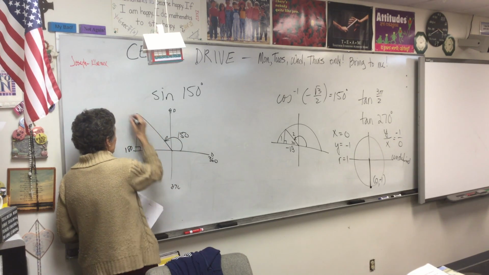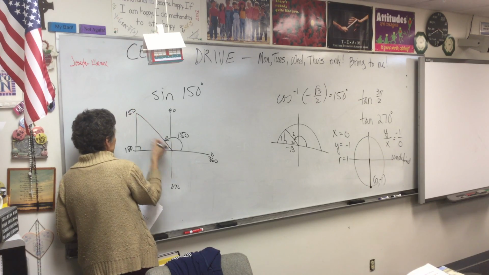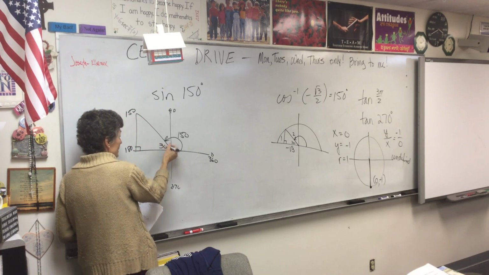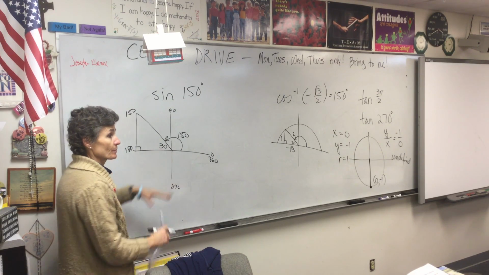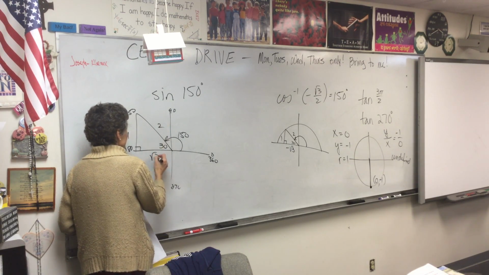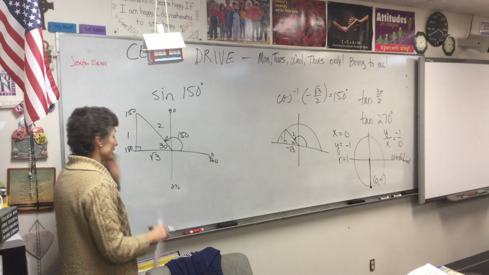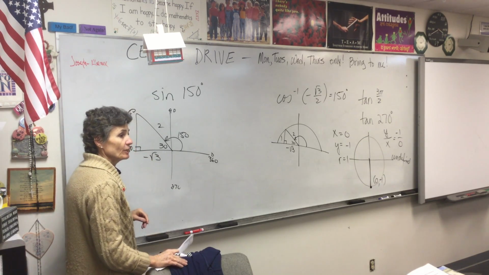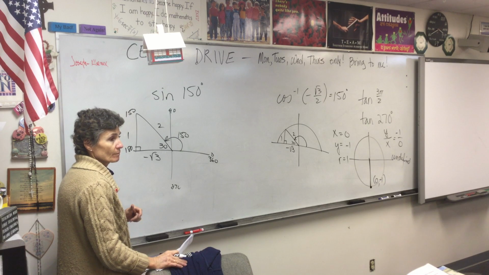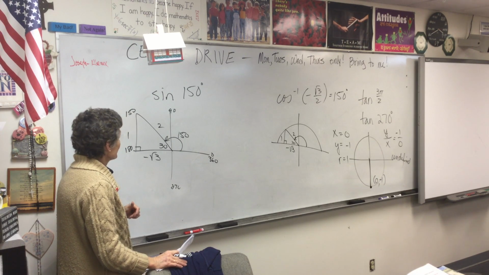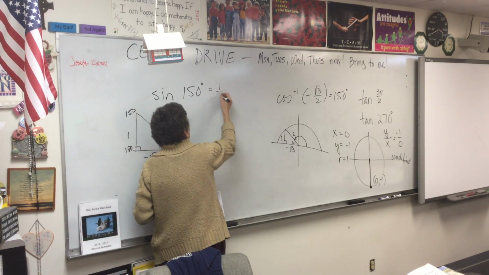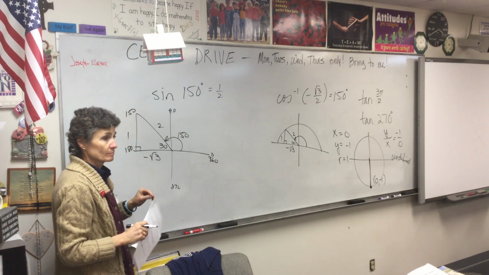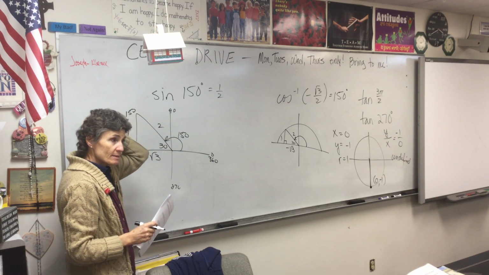So how big is this guy right here? This is 150. So this angle would be what? 30? Everybody okay with 30? So 1, 2, root 3. Negative on the root 3. Very, very good. You want sine? Opposite over hypotenuse. 1/2. Right, kids?